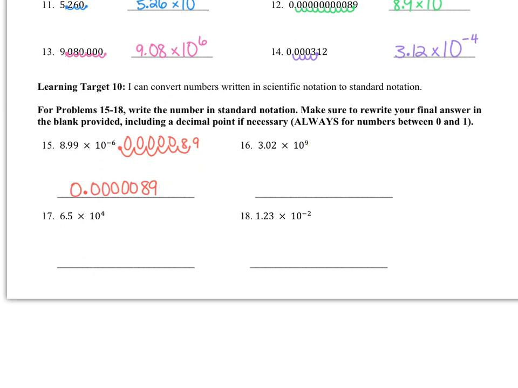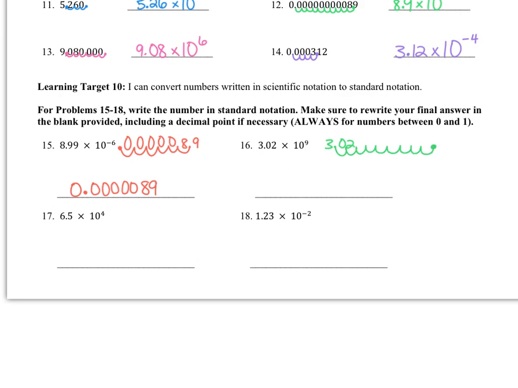Number 16, we have a positive exponent, so I know I'm going to have a big number. So I'm going to write my decimal over here because I know I'm going to have to put a lot of zeros over here, or move the decimal over here. So I'm going to move it 9 times: 1, 2, 3, 4, 5, 6, 7, 8, 9.